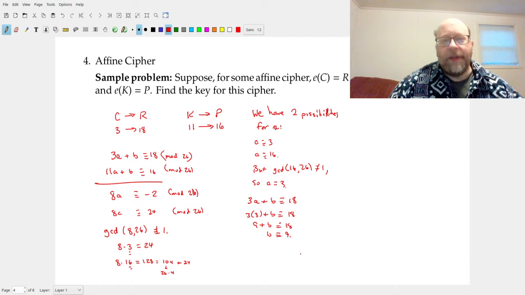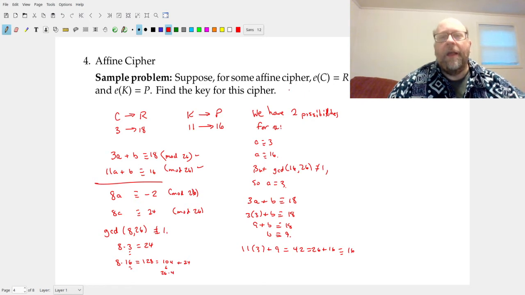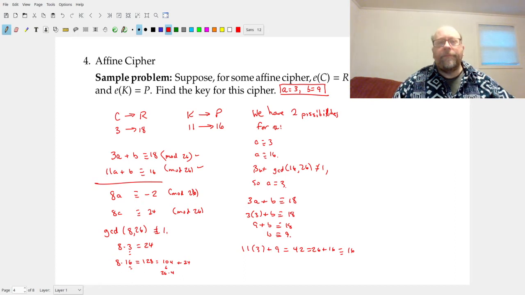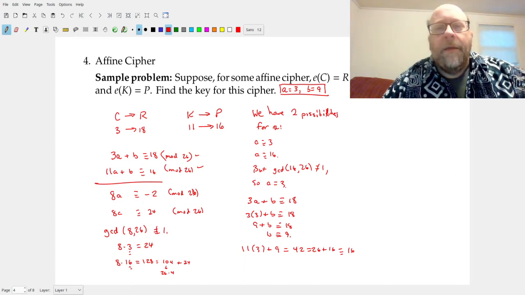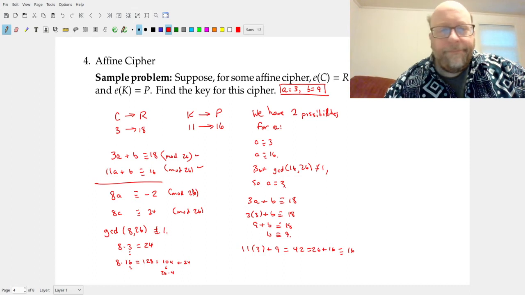We could check that with the other one. 11 times 3 plus 9 is 33 plus 9 is 42. And 42 is 26 plus 16. And so that's congruent to just 16. And so that checks with this one also. And so our key is A is equal to 3 and B is equal to 9. But we had to do a little bit of work to get A.